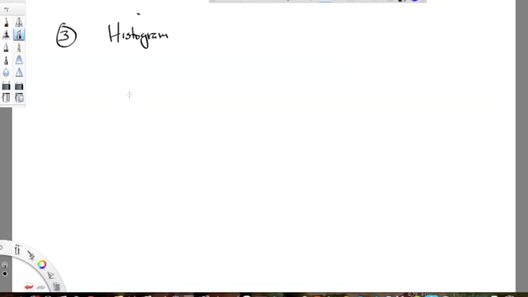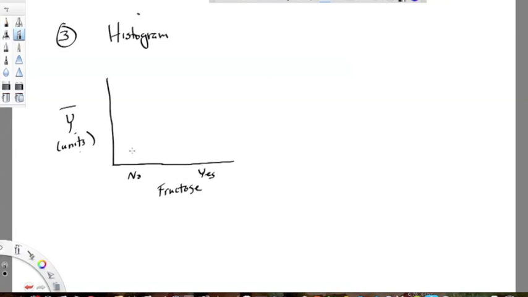And there are some advantages of this. So what would this look like? The histogram approach could be done different ways, depending upon, again, what we decide to put as our x-axis. So if we have fructose as our x-axis, no and yes, or absent and present, or however you want to write that, we have our y-bar with our units and so forth.